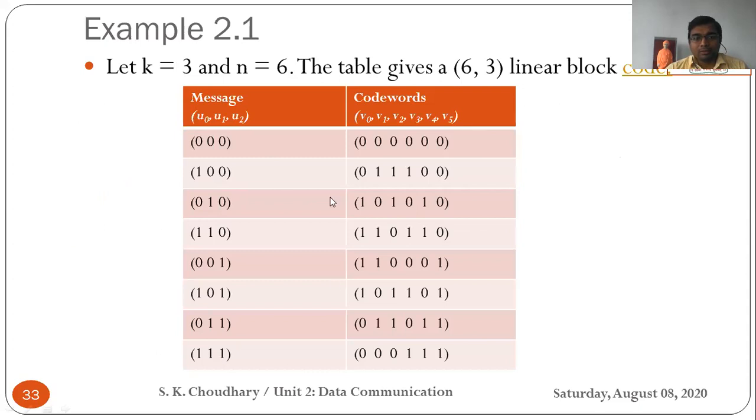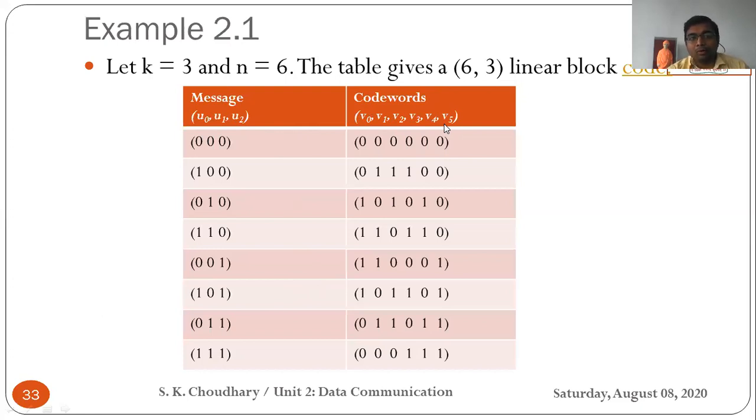So these are the messages. This is a 6 comma 3 code, meaning k is 3 and n is 6, a 6 comma 3 linear block code. It is a very simple form of linear block code, because there are also n minus k parity bits here. Out of u0, u1, u2, we are going to create the code word v0 to v5. These are the bit positions, MSB to LSB.